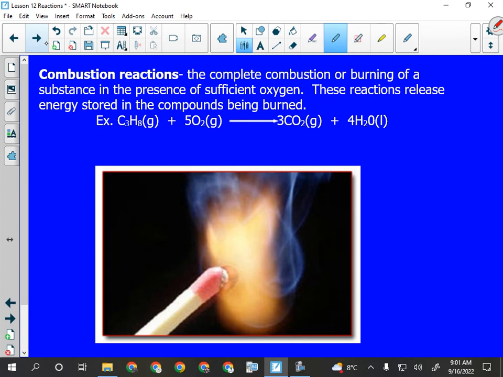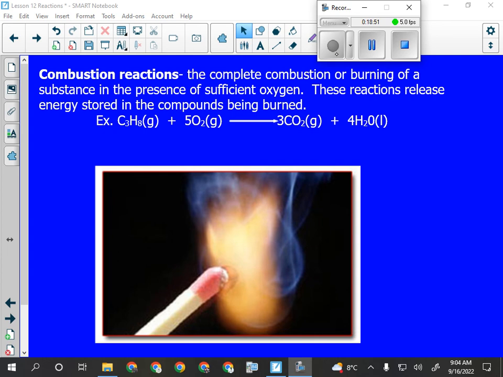I'm going to give you a 3-minute break before I go into combustion reactions, because combustion reactions are probably the trickiest of all of them. We've got to talk about how we write them, how we balance them, and all of that. So I'm going to give you a 3-minute brain break, and then we're going to go into that.